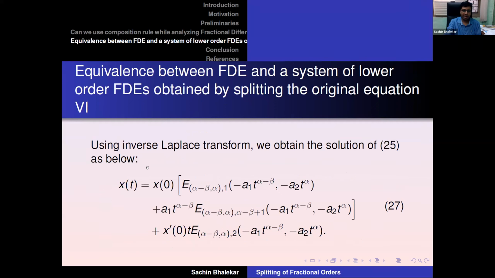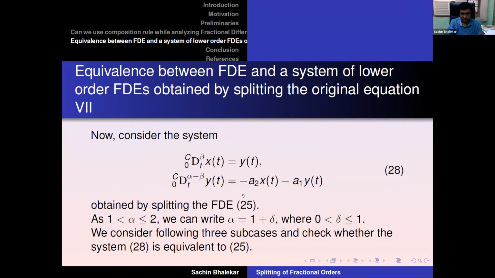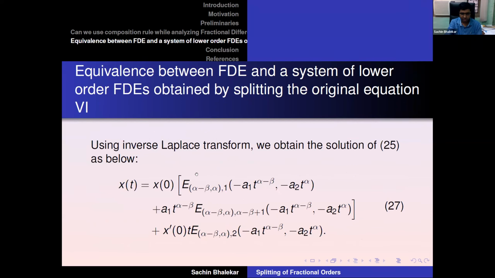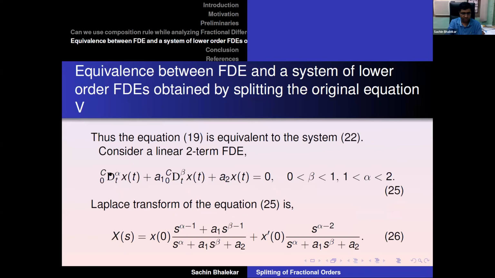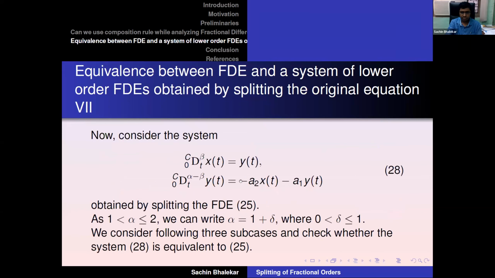Now we split that equation and take the system like this, meaning we call D^β x(t) equal to y(t) in this equation. So this is our y(t), and so D^α x(t) equal to minus a2 x(t) minus a1 y(t). So this is our split system, and α is between 1 and 2. So it is of this form: 1 plus δ, where δ is between 0 and 1. And then there are different subcases.